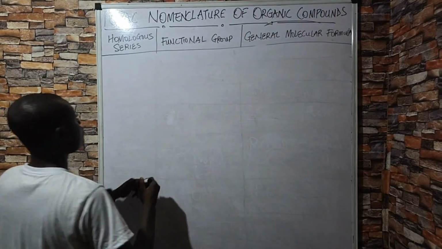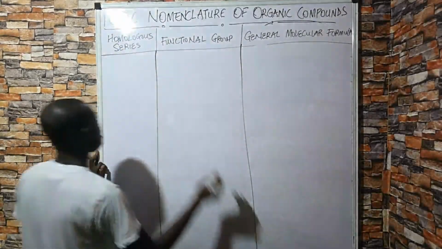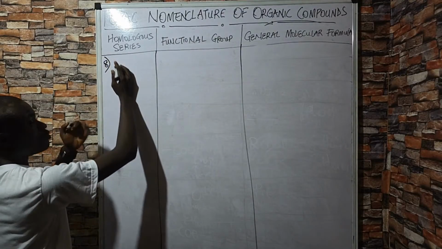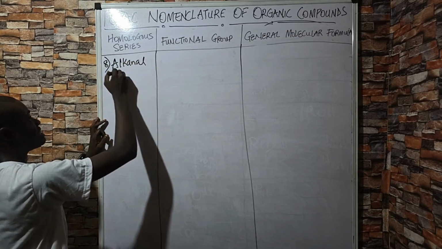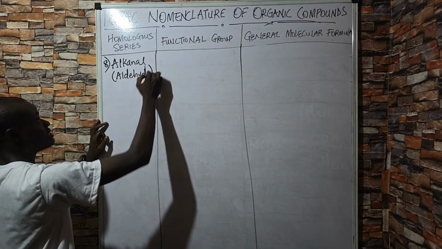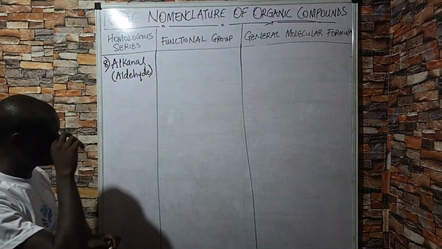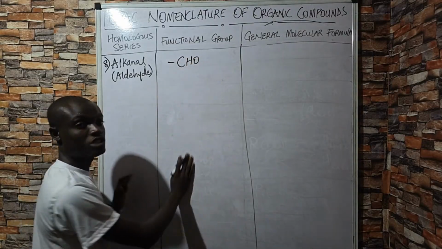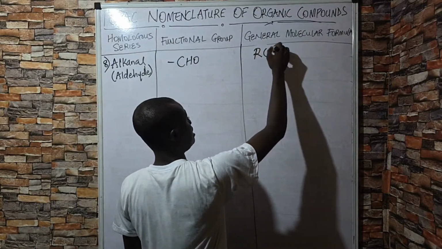So let's take a look at more families. The eighth one we are going to look at is what we call the alkanal. Their old name, they were previously called the aldehyde. Now, some people will pronounce it differently, but they are called the aldehyde. Their functional group is the CHO. That's the CHO functional group. So the general molecular formula is R-CHO.